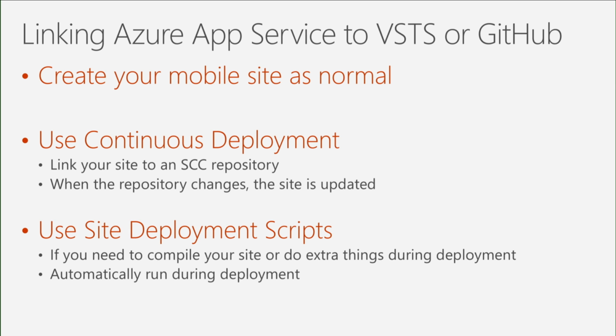The way you do this is, we've already created one. We create the mobile site as normal. Create the app service as you would normally do. Use ARM, use PowerShell, use Visual Studio, whatever you want to do. There's a piece called deployment options. You can go into there and link that site to the SCC repository, and then use site deployment scripts, which can be created by the developers to do extra stuff during the deployment. So for example, if they've got a website and they have to generate JavaScript artifacts in order to support that website during the deployment process, you can add a step in the build process to do that.